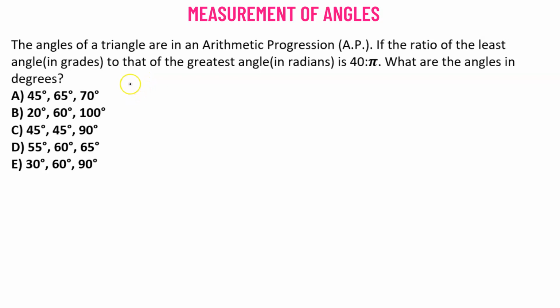So let us begin. Here we'll suppose that the three angles of the triangle are A minus D, A and A plus D. We're choosing the angles in such a way that these three numbers form an arithmetic progression. It's quite evident that they are in an arithmetic progression because it has a common difference of D.